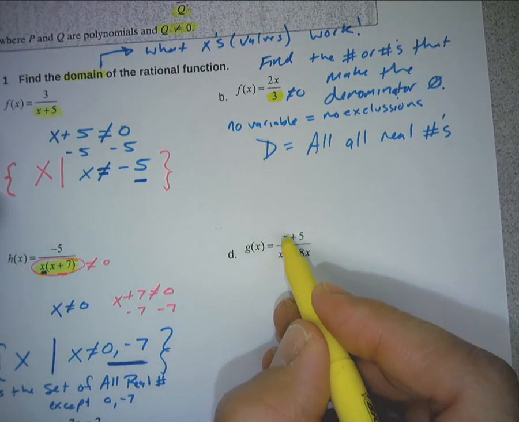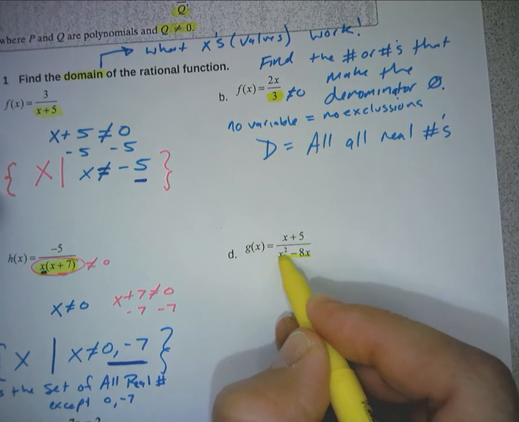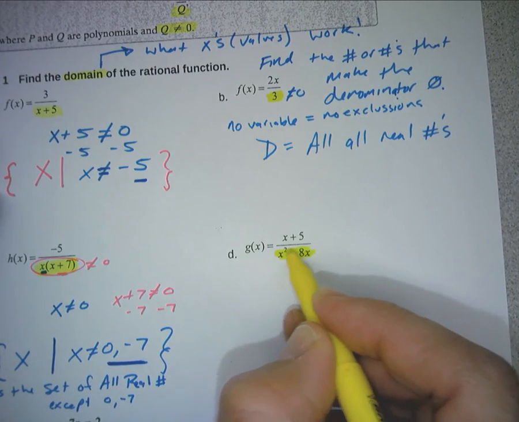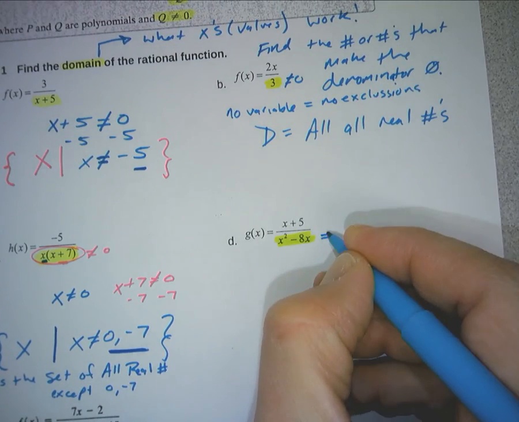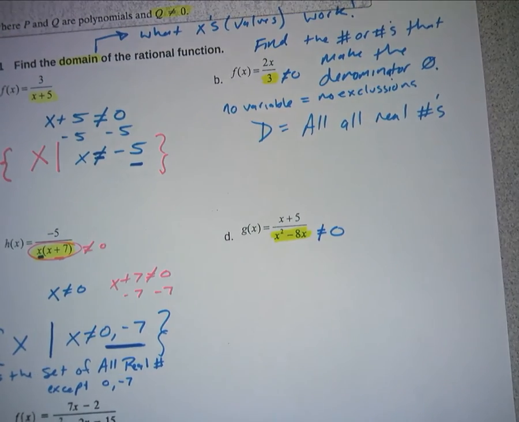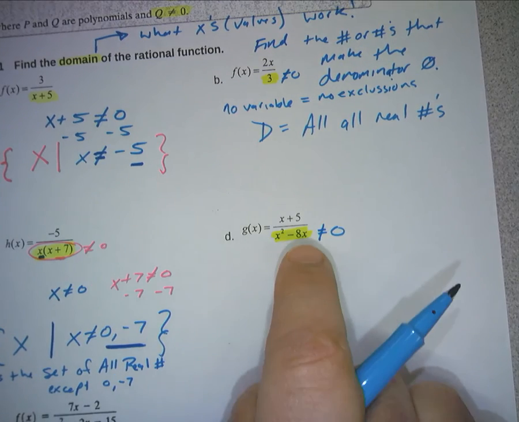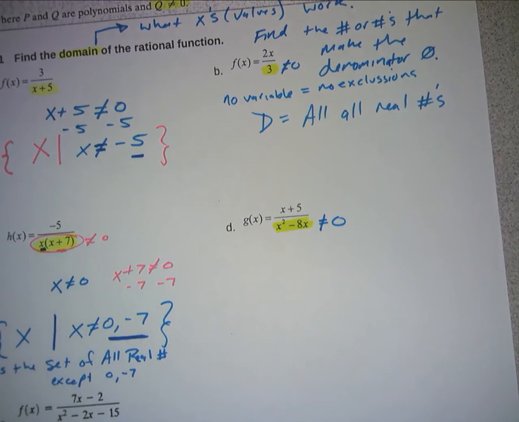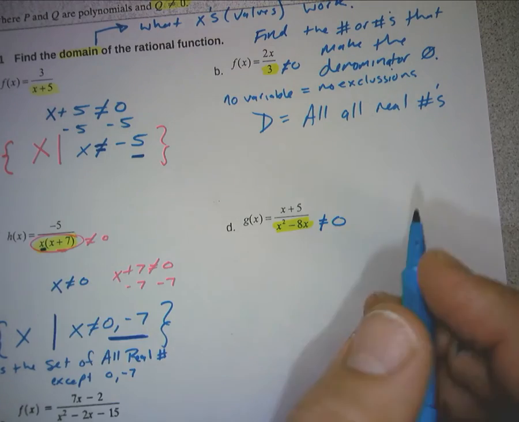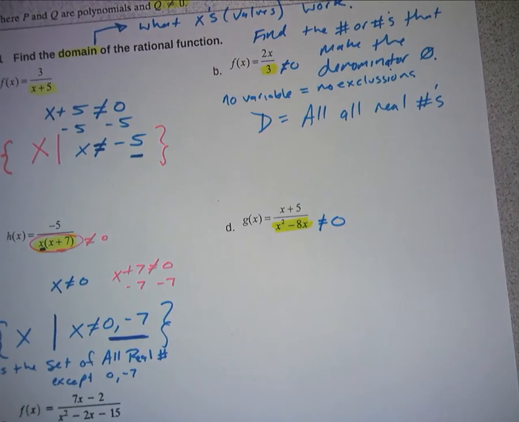I've got g of x equals x plus 5 over x squared minus 8x. Again, look at your denominator. X squared minus 8x cannot be 0. So we go back to what we learned in 6.6. Okay? We have a quadratic and we want to solve this guy for 0. Okay? So we got to go back and factor. How do we factor x squared minus 8x?